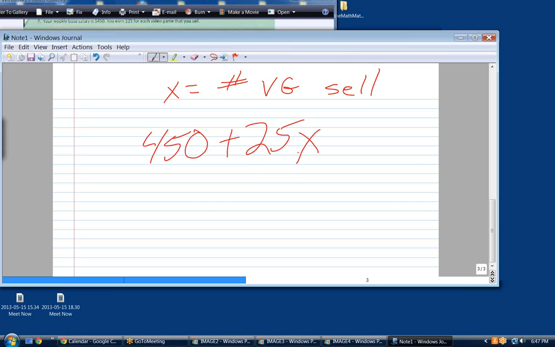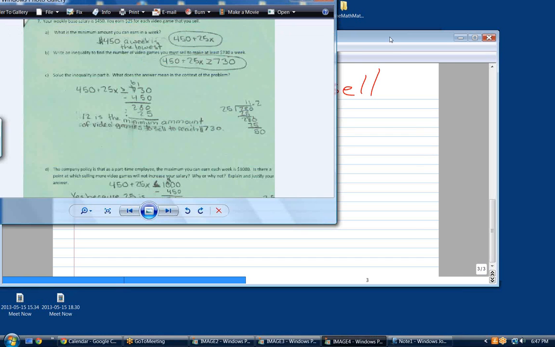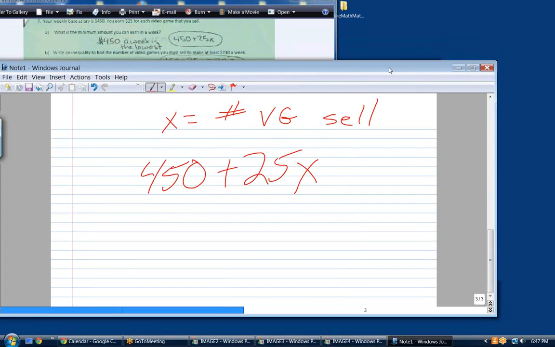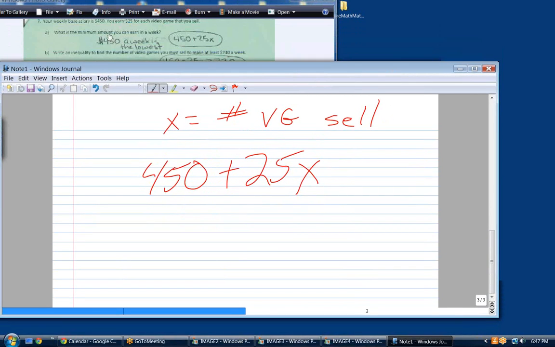That's the key expression. So that's how much you're going to make each week: 450 plus 25x. So what's the minimum amount you can make in a week? $450 a week. That's if you don't sell any video games at all. In other words, if x is 0, this is going to equal 450.